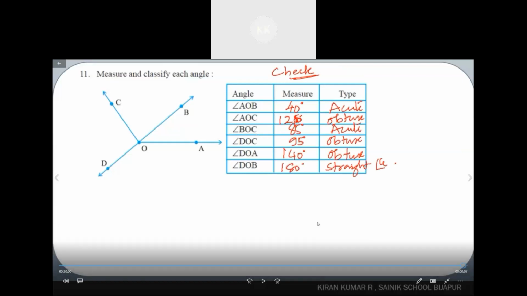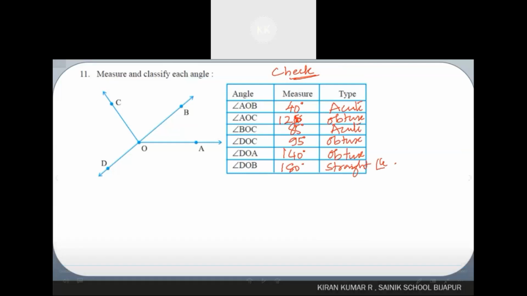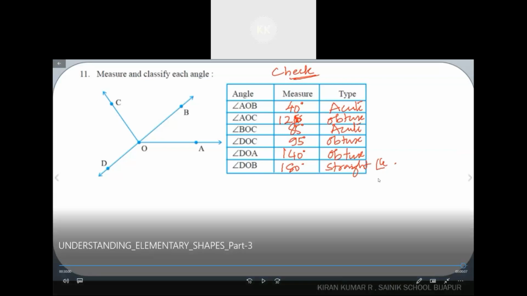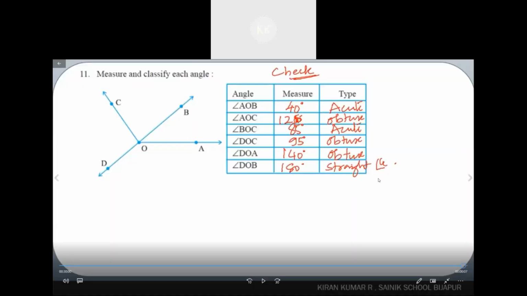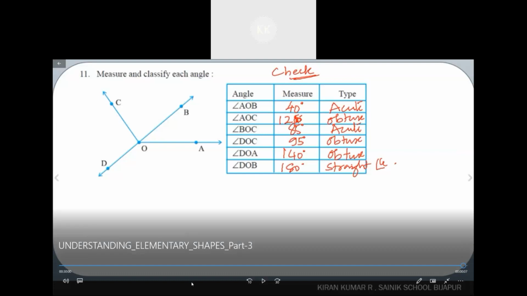You have understood now? Is it difficult? Yes sir. It's not difficult, right? No sir. Okay. No sir, it is not that much difficult.